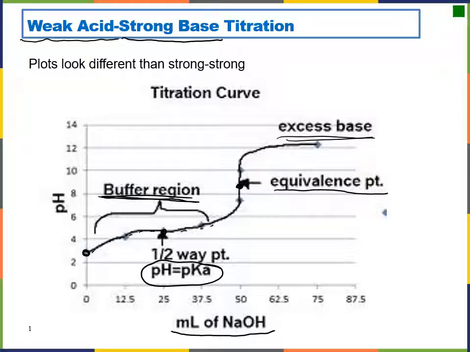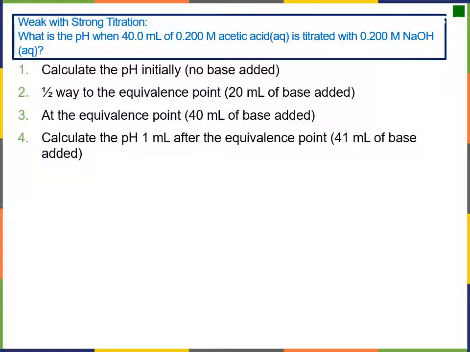So let's do it. So we're going to titrate 40 mils of 0.2 molar acetic acid with 0.2 molar sodium hydroxide. First of all, at the equivalence point, when we're 1 to 1, we'll have added 40 mils of the base. Halfway to the equivalence point, we will have added 20 mils of the base. Initially, none, and we're going to do 1 mil past. So let's start out with the initial question.